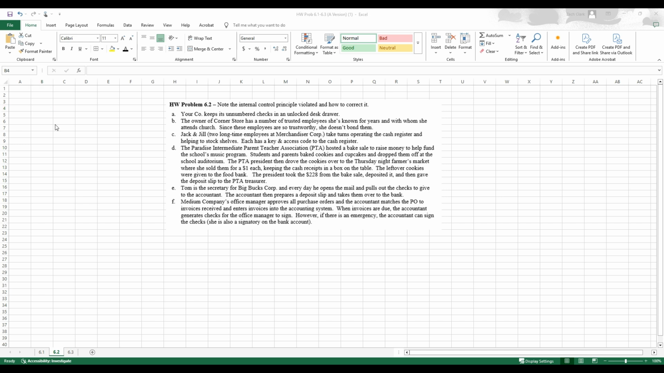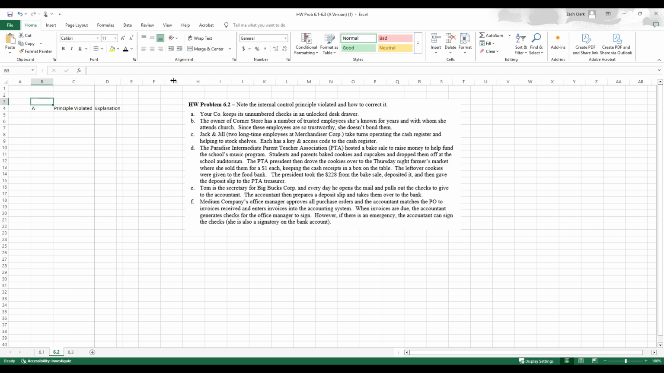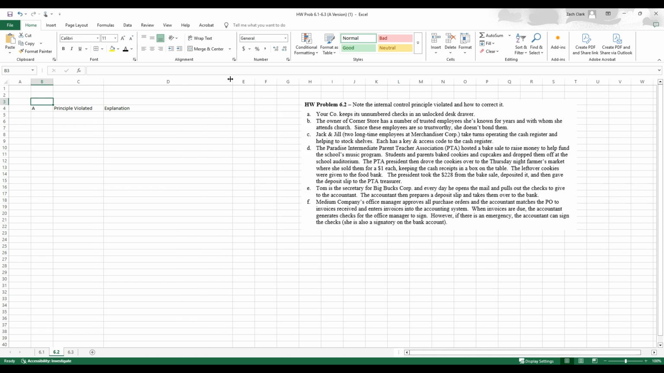And so let's go ahead and format this. What do we want to do here? Let's say the principle violated and an explanation. How about that? And then this will just be another letter, A, B, C, D, so on and so forth. Let's give ourselves some space. These will be our headers.